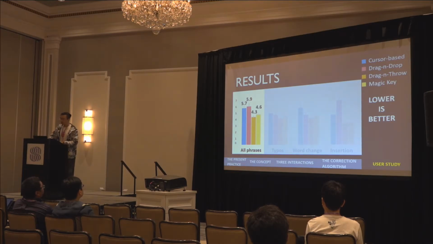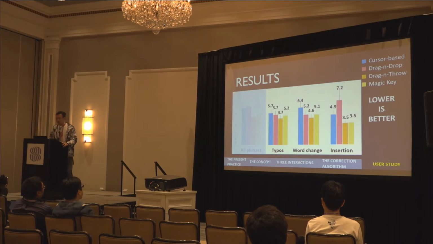Lower is better. So for all phrases, we can see the cursor-based is pretty slow, and also the drag and drop, and they are significantly slower than the other methods. To find more details, we see the typo and word change. The cursor-based, which is the method we are using now, is the slowest. However, in insertion, we notice that drag and drop is significantly slower than others. This is because for insertion errors, you have to drop the correction exactly on the space, and the space is pretty narrow.